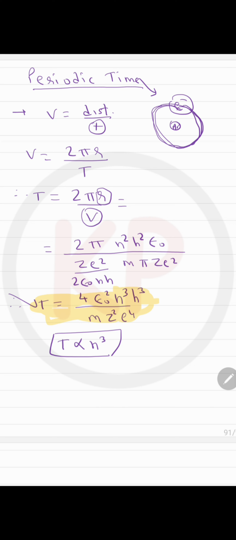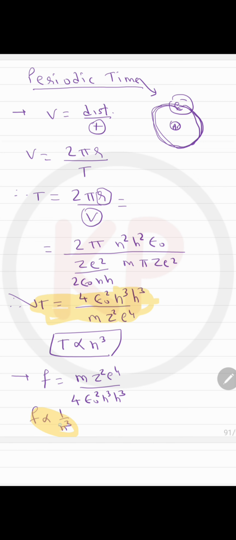The inverse of periodic time is called frequency. So therefore the equation of frequency will become f is equal to the inverse of this: m z square e raised to 4 by 4 epsilon 0 square n cube h cube. This will be the equation of frequency. We can say frequency is inversely proportional to n cube.